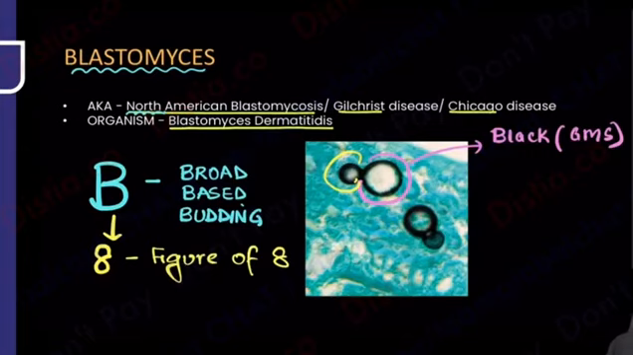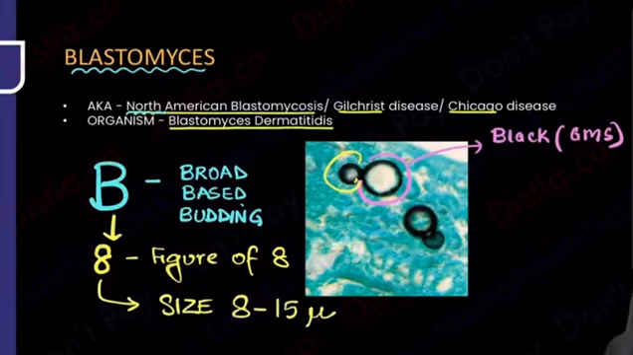It shows you a figure of 8 appearance, and remember, the size is also going to be a minimum of 8 to 15 microns. So even if you don't want to learn everything, at least learn 8. The shape is also figure of 8, and the size is also going to be 8 microns, and B for broad base, B for blastomyces. So everything about blastomyces is B, 8, 8, and that's the way of memorizing it.